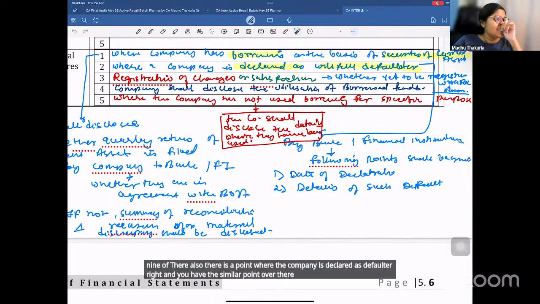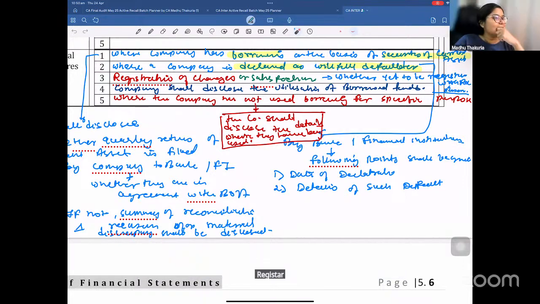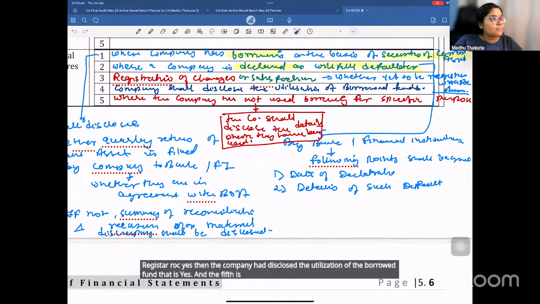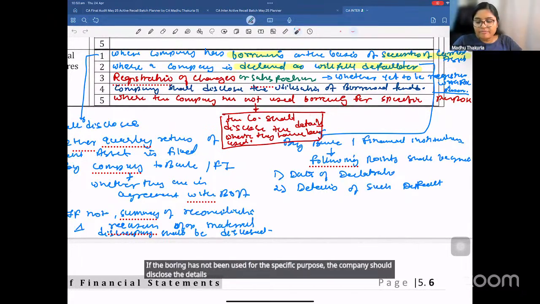Then the third point is whether, if there are any charges on the assets of the company, the registration of such charges has been filed with the Registrar, ROC. Then the fourth is that the company shall disclose the utilization of borrowed funds. And the fifth is borrowing not used for the specific purpose: if the borrowings have not been used for the specific purpose, the company shall disclose the details of where they have been used. You have a similar point in clause 9 of CARO 2020, right?